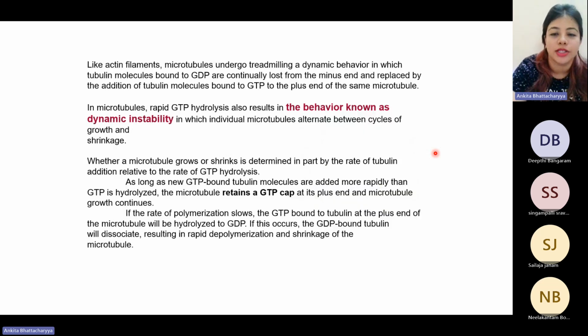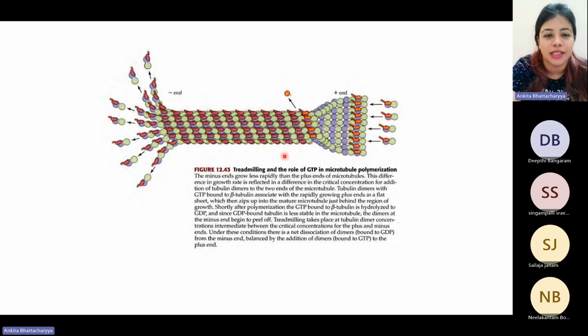No need to get into it. Just understand that there is a dynamic instability which is maintained because of the cycling that occurs between the tubulin subunits and GTP or GDP bound states. I think I can skip it. I'll instead show you the schematic representation of what treadmilling and this entire dynamic instability process looks like.